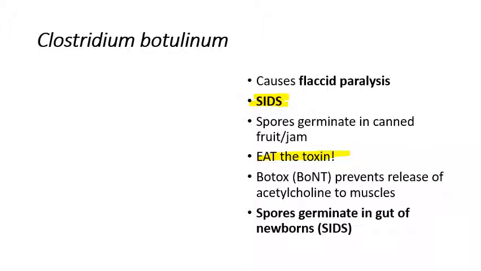However, if you're a baby and your gut has not yet been colonized by E. coli and Lactobacillus acidophilus and other things like that, it is possible for the Clostridium botulinum spores to germinate in your gut and therefore take over the intestine and produce enough of the toxin to kill a baby. So sometimes if a baby dies and they don't know the cause, they call it sudden infant death syndrome.